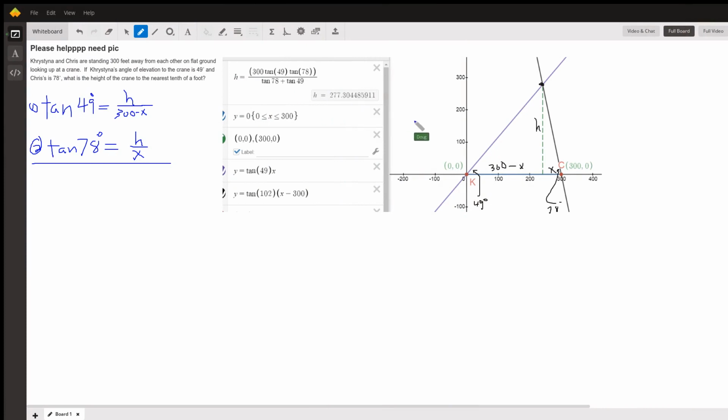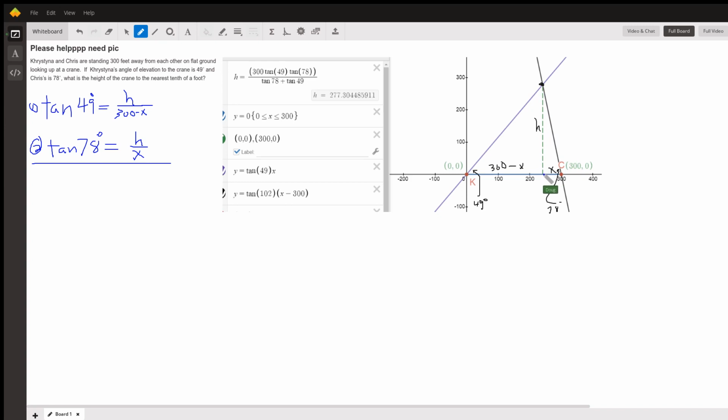Okay, off to the right here, we have a graph that depicts the situation. This Khrystyna is over here, and she's 300 feet from Chris. As Khrystyna looks up at the top of the tower, she has an angle of elevation of 49 degrees. And as Chris looks up at the top of the tower, he or she has an angle of elevation of 78 degrees. And we want to find the height of the tower, which is represented by h.